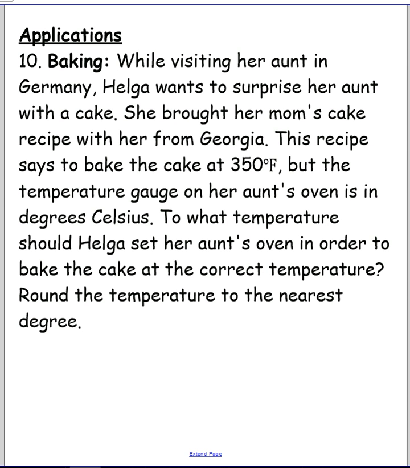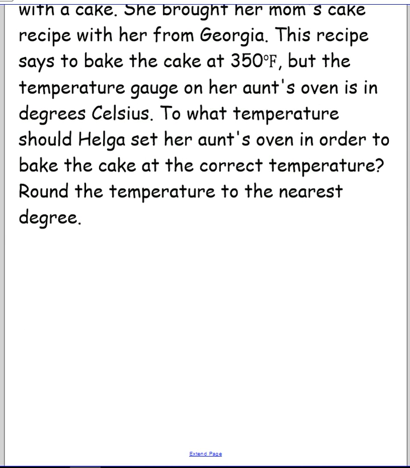All right, let's take a look at some story problems now. Baking. While visiting her aunt in Germany, Helga wants to surprise her aunt with a cake. She brought her mom's cake recipe with her from Georgia. The recipe says to bake the cake at 350 degrees Fahrenheit, but the temperature gauge on her aunt's oven is in Celsius. So what degrees does she need to set the oven to? And we need to round to the nearest degree.